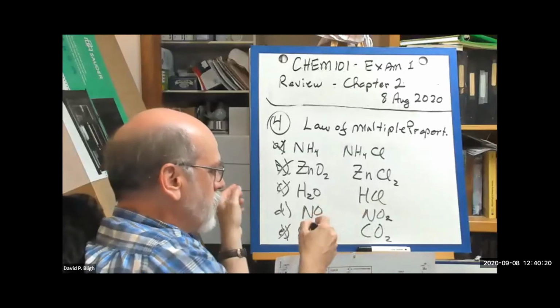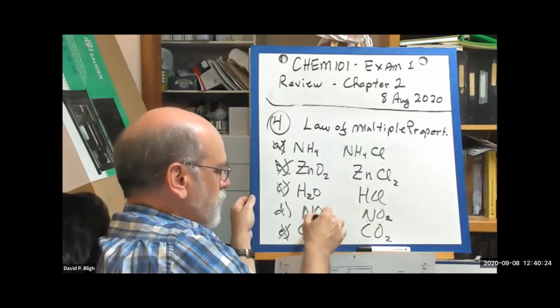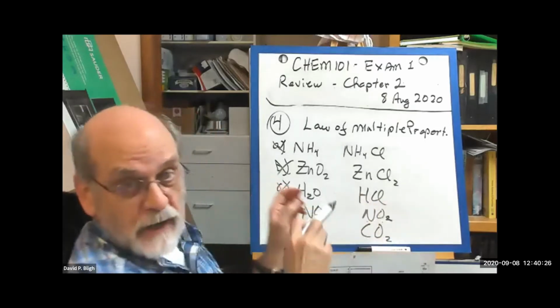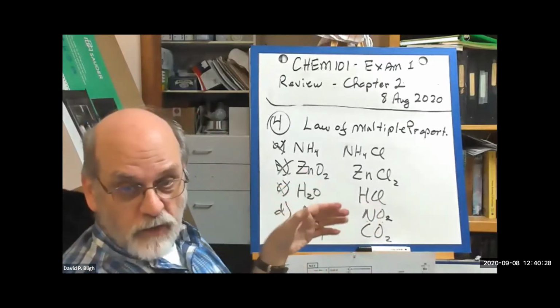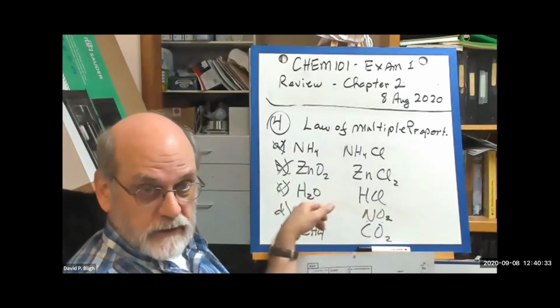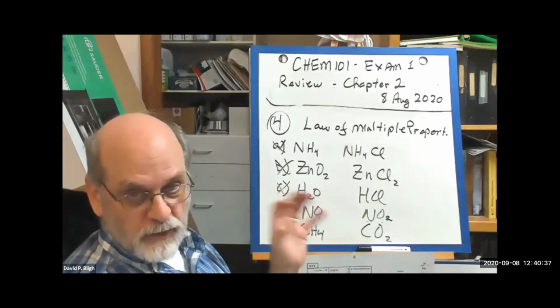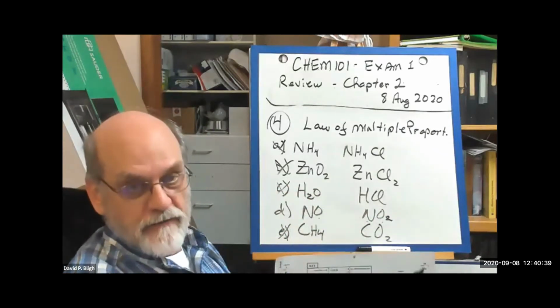Right? The only one that works is nitrogen, oxygen. This is in one amount, this is in double the amount. So the whole number ratio, if you hold nitrogen constant at 1 each, then this one doubles to that one. That's the law of multiple proportions, or an example of.